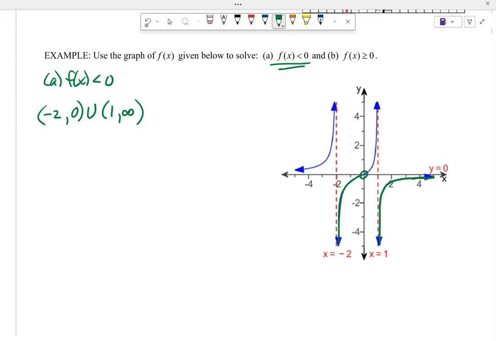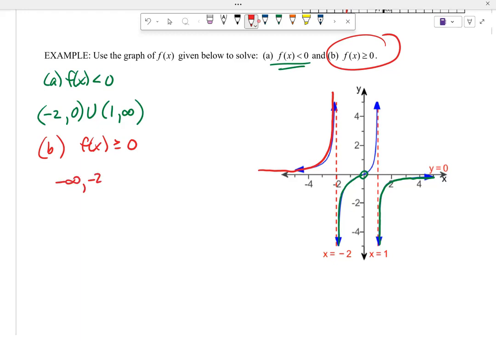So that's part A. Let's do part B here. Let's do it in red. Where is this function greater than or equal to 0? Well, hopefully you can see over here I'm all positive y, so that's from -infinity up until a -2 x value. I'm not going to touch -2 because that's a vertical asymptote. And then right here at 0, I do hit 0, so I want to include 0. And then all of that up until an x value of 1. I'm not going to hit an x value of 1 because it's a vertical asymptote.